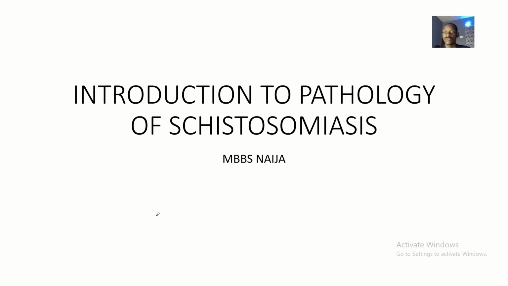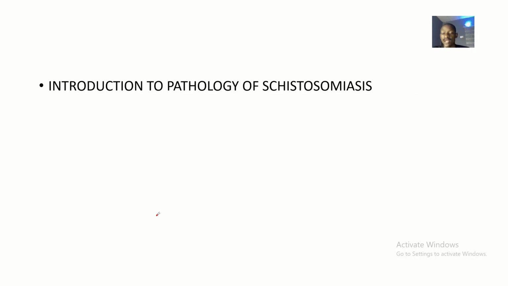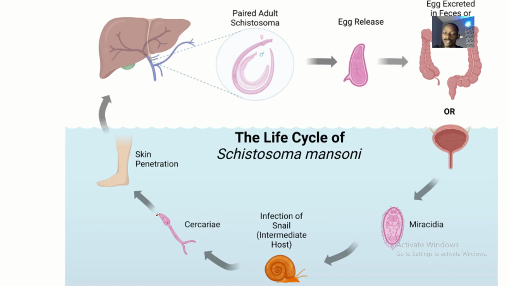Because not all types of this worm cause this disease condition. Just three types actually cause it. I'll be looking at them. So this will be our first lecture on schistosomiasis, and this is basically just me trying to introduce us to the pathology of schistosomiasis, how this disease condition actually comes about.